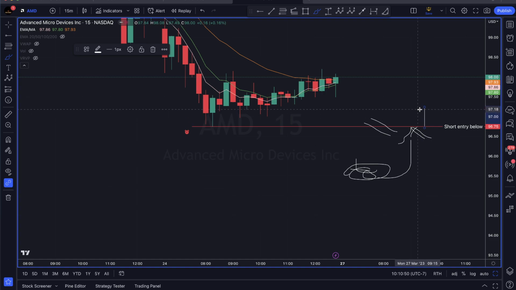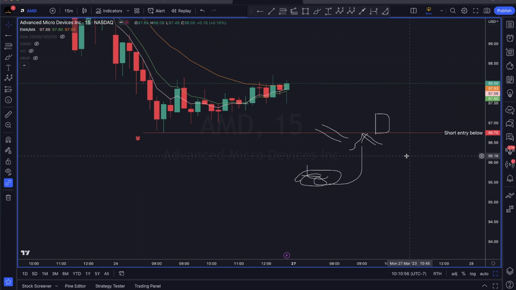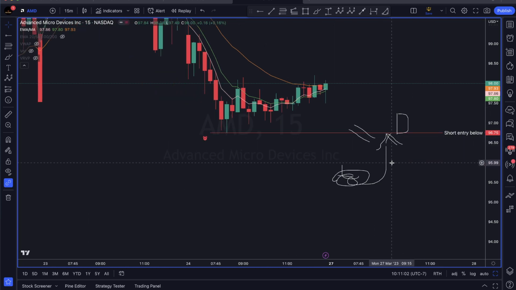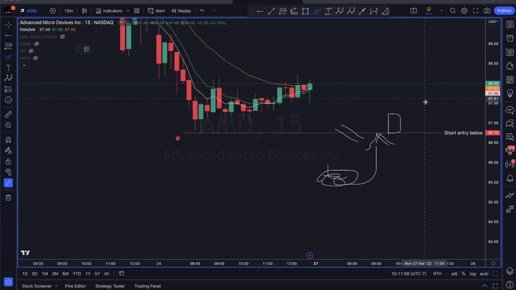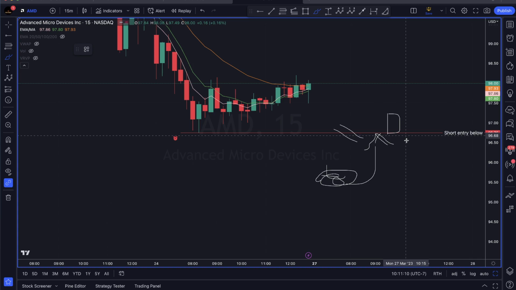My stop loss would be if the next 15-minute candle closes above this short entry level. If the candle closes above, I'm out. It's that simple. And that 15-minute candle should also break this magnet trend. It broke and closed above, so I have no interest in taking a trade, then I'm out.